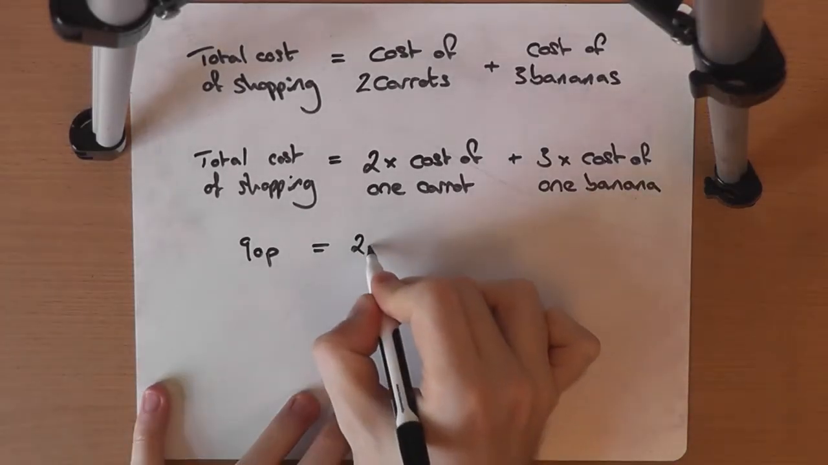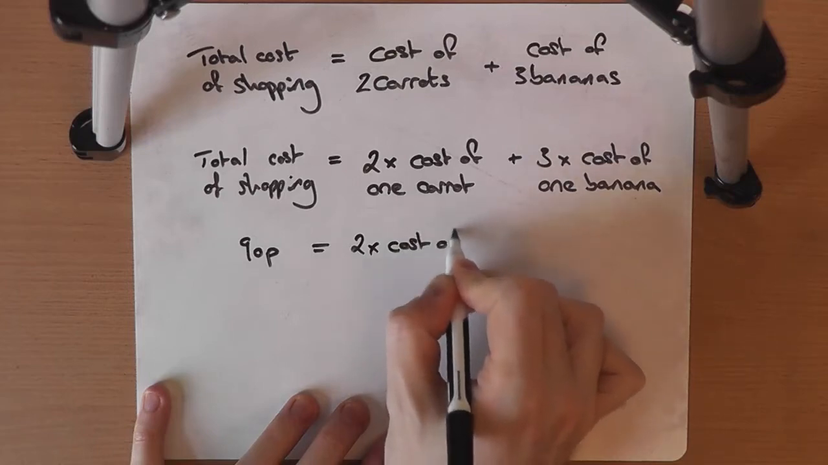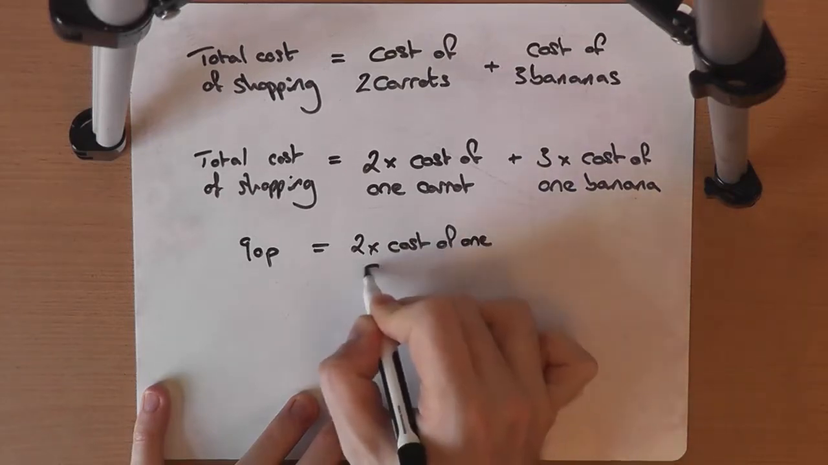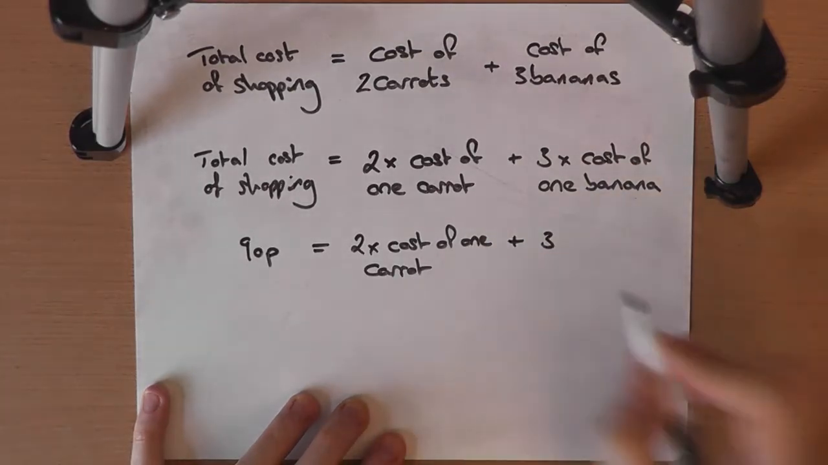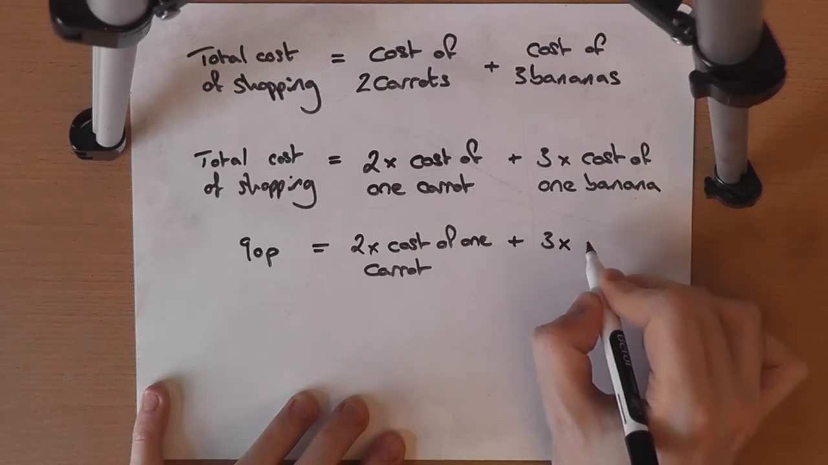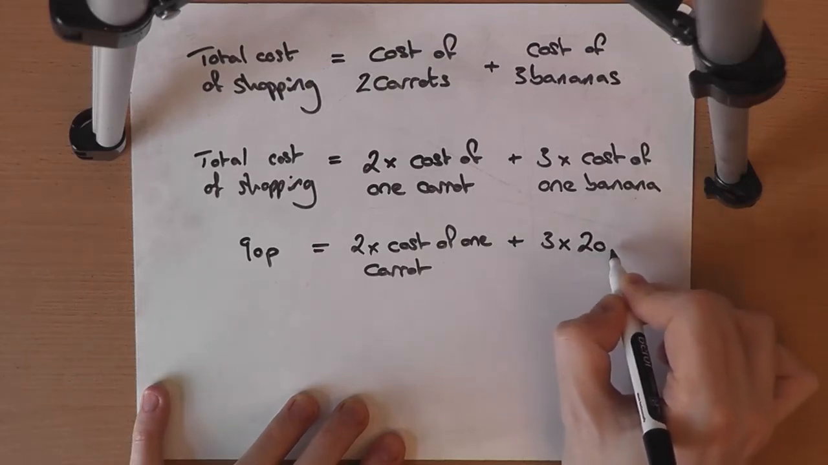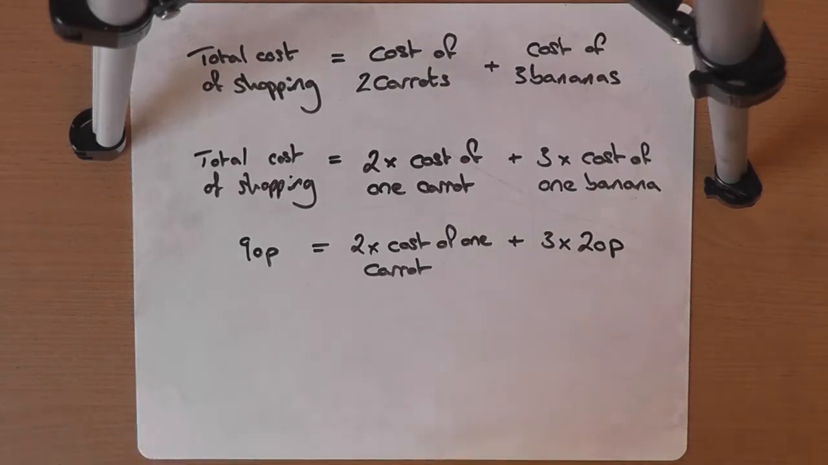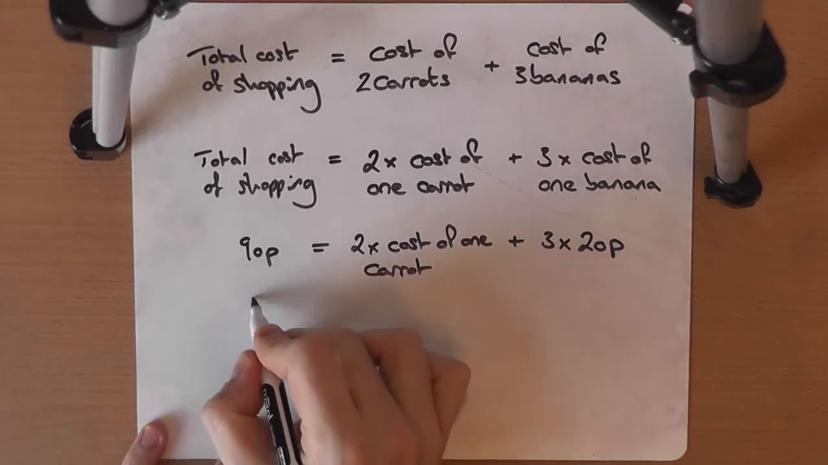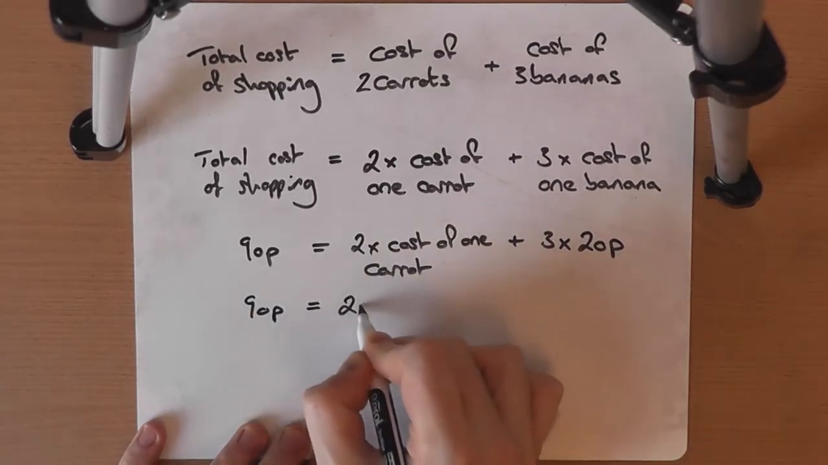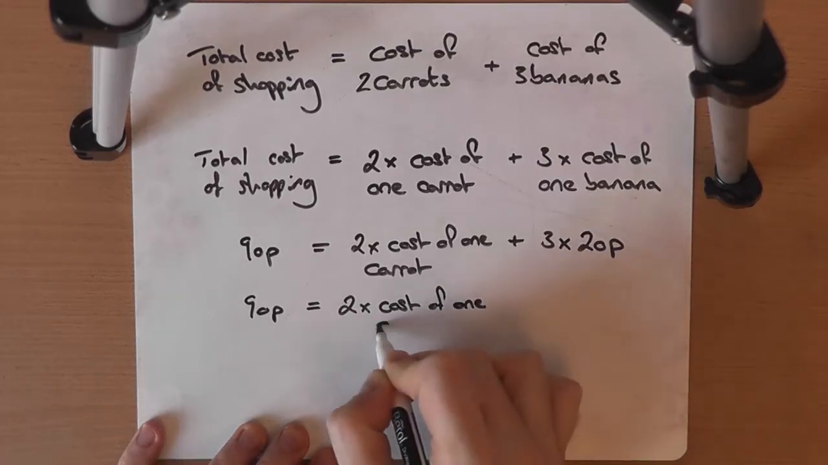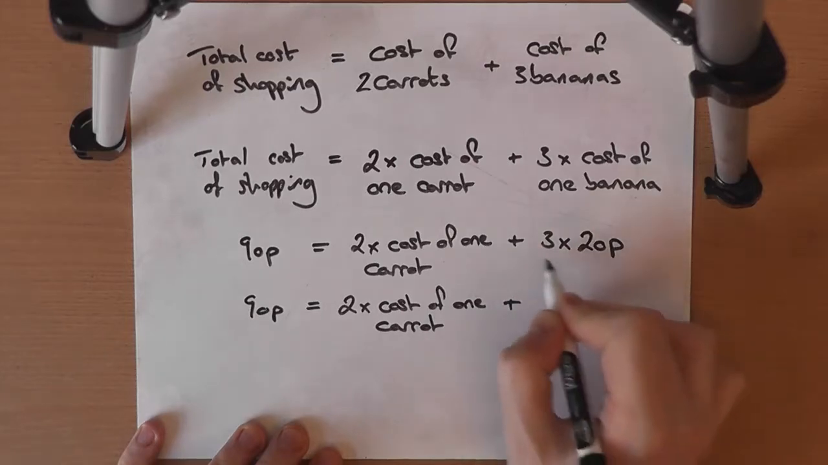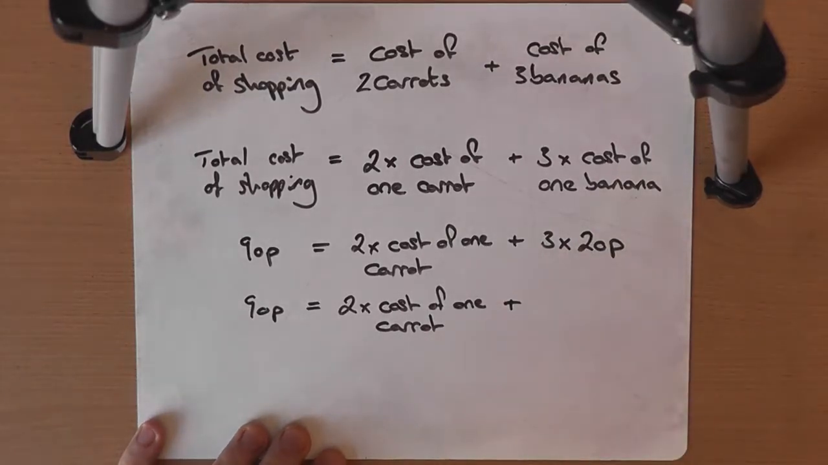This 90 pence comes from 2 times the cost of 1 carrot. We still don't know what that is. And that gets added to 3 times the cost of 1 banana. Well, we know what 3 times the cost of 1 banana is, because we know what the cost of 1 banana is. So the cost of 1 banana is 20 pence. It's 3 times the 20 pence. We could actually start working with these numbers now. The 90 pence then must be 2 times the cost of 1 carrot added to, well, 3 times the 20 pence, we can actually work that out, so why not?